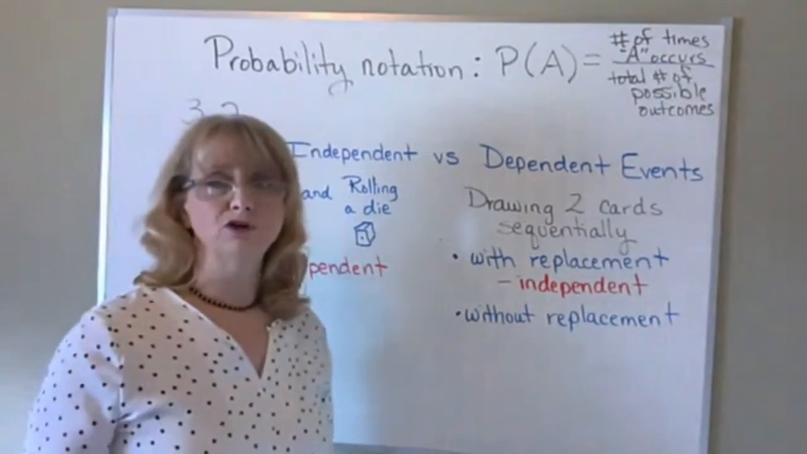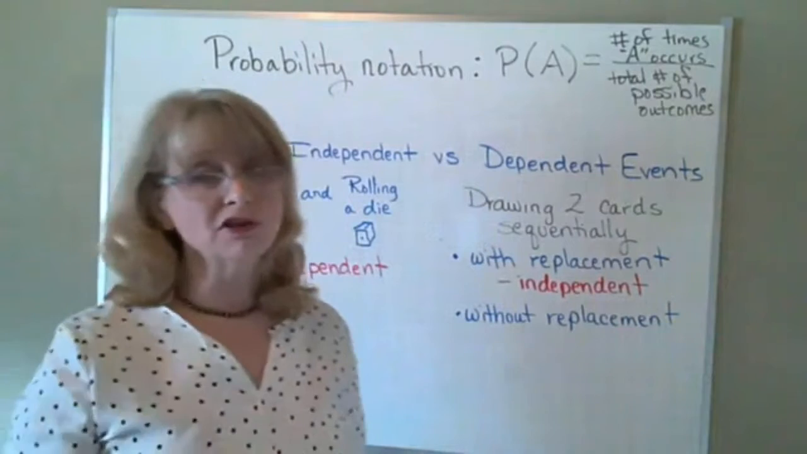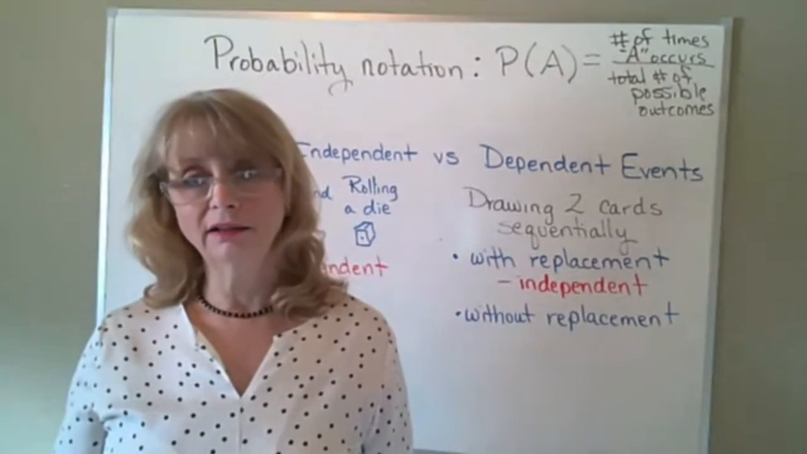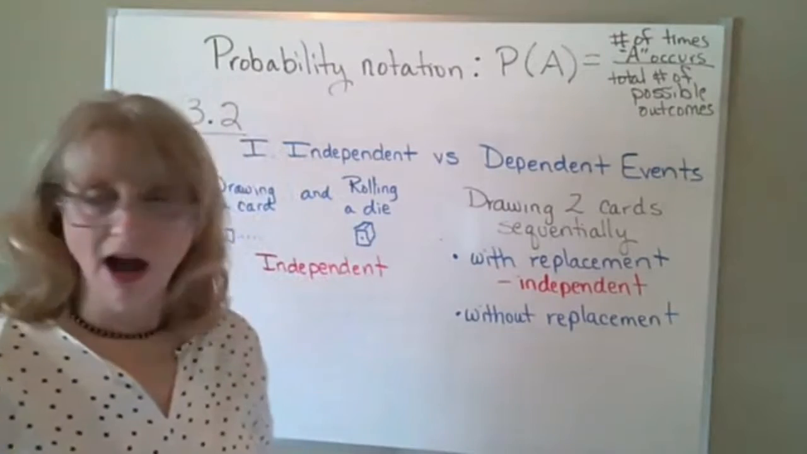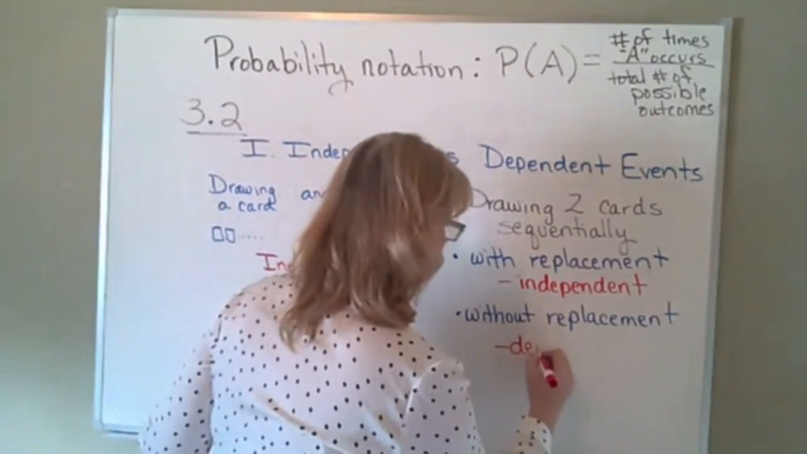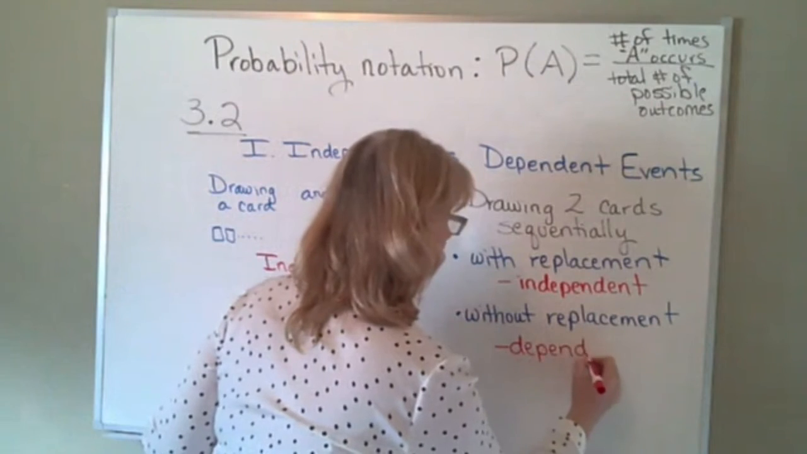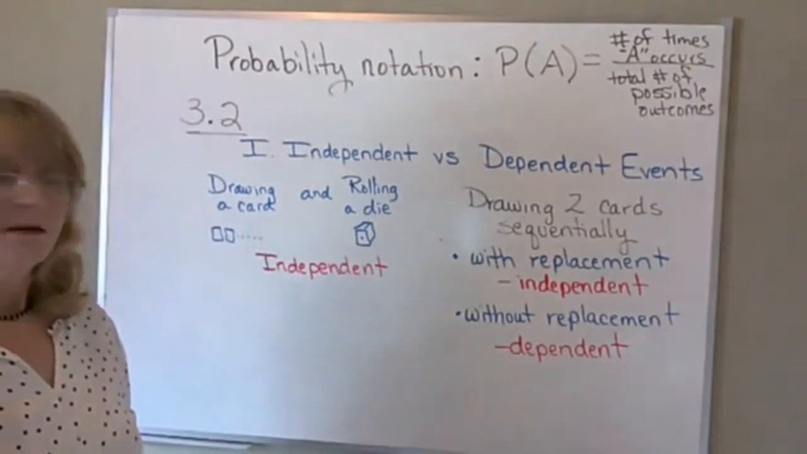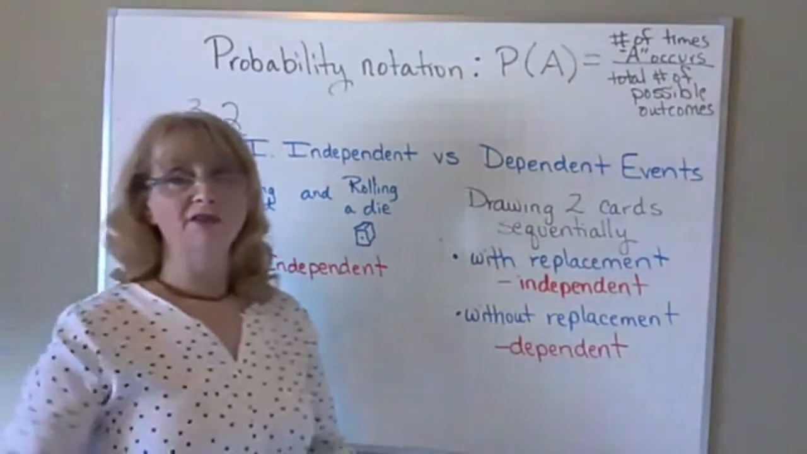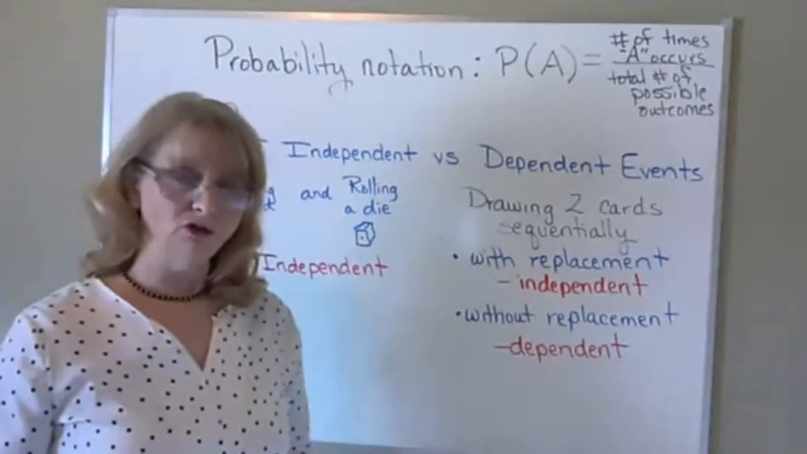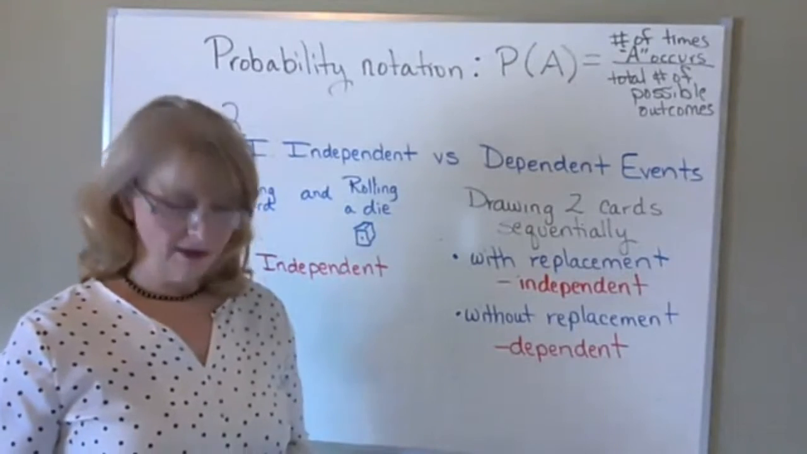And if we don't put that first one back, now what we drew the first time affects the probability on the second draw. That means these are not independent events. These are dependent events. Because what you took out the first time affects the probability of what you'll get for the second draw.